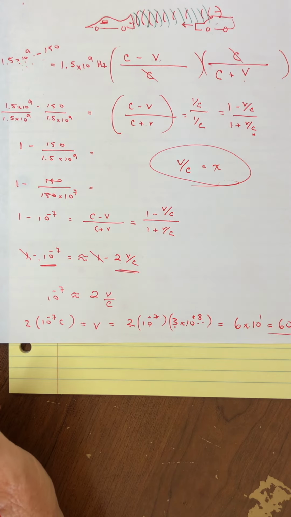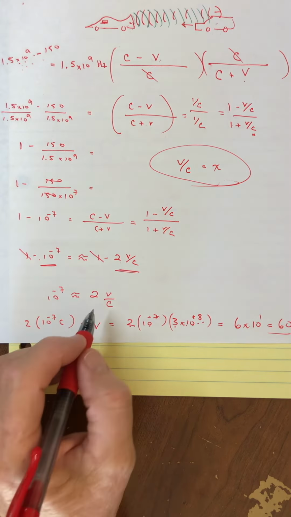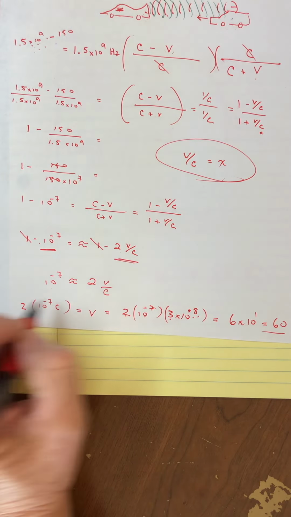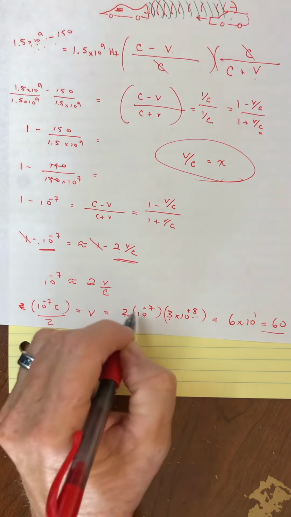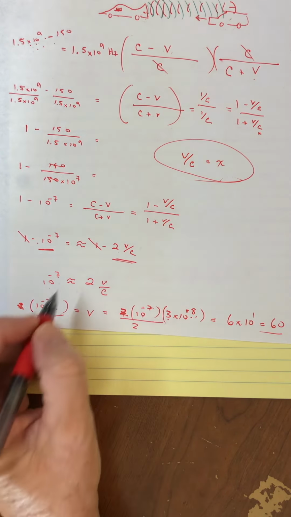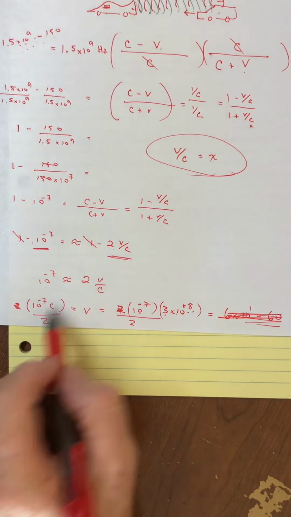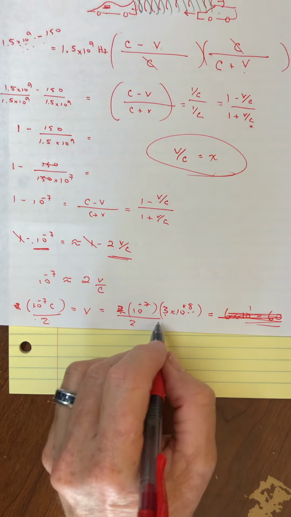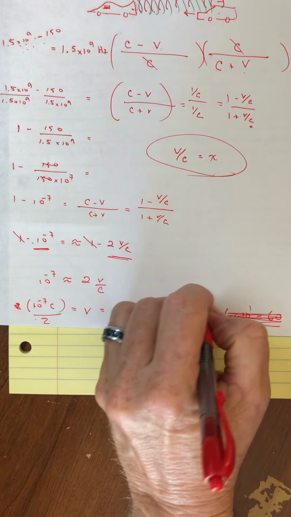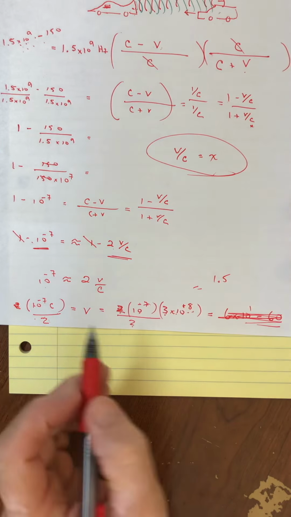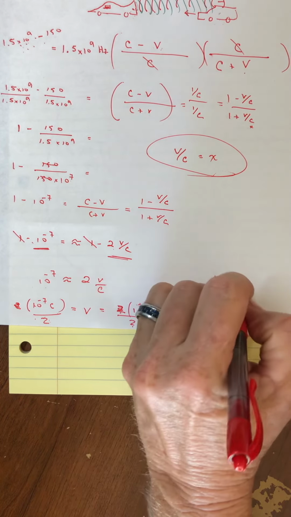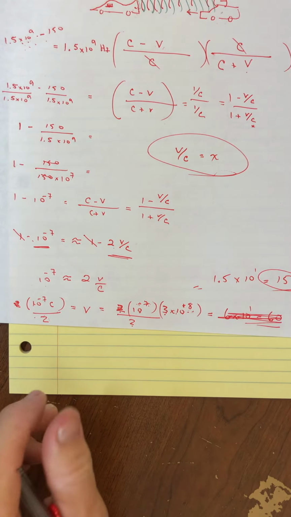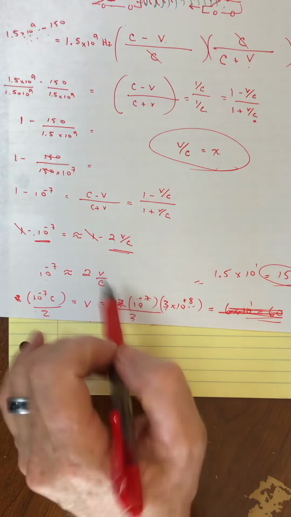I feel like I did something wrong, and I did. It's right here. This 2 would be downstairs. Okay, let me try that again. So the 2 goes downstairs, and the c goes upstairs. All right. So the 3 over the 2 would be 1.5. And then the minus 7 and the plus 8 makes times 10 to the 1. So that's 15. I like that better. Yeah. It's got to be under 30 because of the little bit.